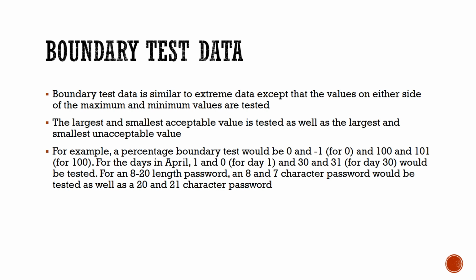Boundary test data is similar to extreme data, except that values on either side of the maximum and minimum values are tested. The largest and smallest acceptable values are tested, as well as the largest and smallest unacceptable values. For example, a percentage boundary test would be 0 and -1 for 0, and 100 and 101 for 100.